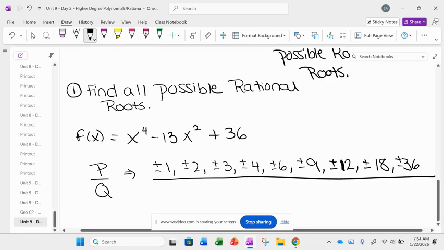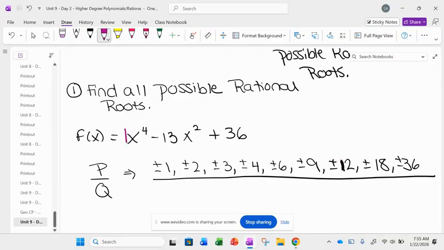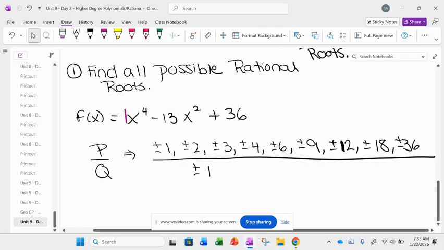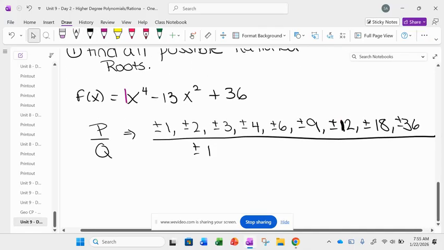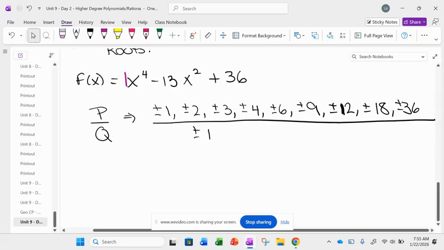Okay. So now in our denominator, isn't it going to be factors of the leading coefficient? But what's our leading coefficient? 1. So this is just plus minus 1. It's nice when the leading coefficient's 1. Why is it nice? You don't have to make all the fractions. We don't have to make all the fractions, so it's essentially just our numerator.